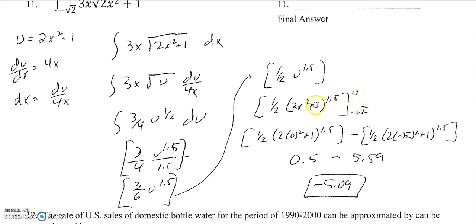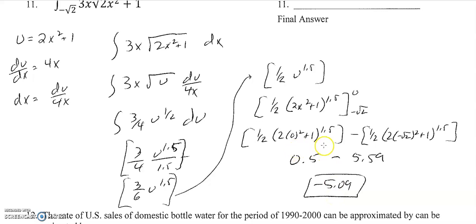We plug in the 0, minus, plug in the square root of 2 in for x. So if we plug in the 0, we have 1/2 times parenthesis 2 times 0 squared plus 1 raised to the 1.5. All of that gives you 0.5 when you type in the calculator. Be careful typing it in. Minus 1/2 times parenthesis 2 times negative square root of 2 squared plus 1 raised to the 1.5. Type all that in carefully. You get 5.59. So we have 0.5 minus 5.59, which is negative 5.09.